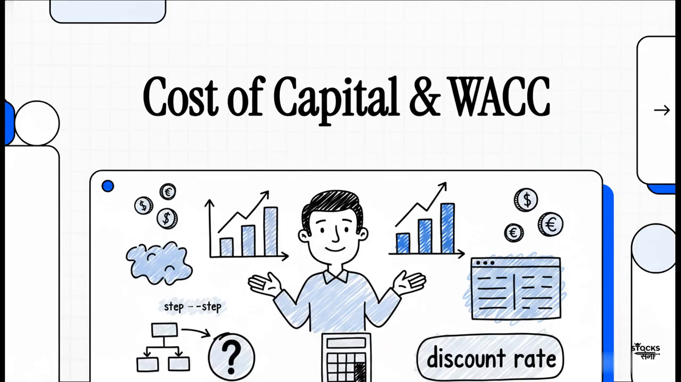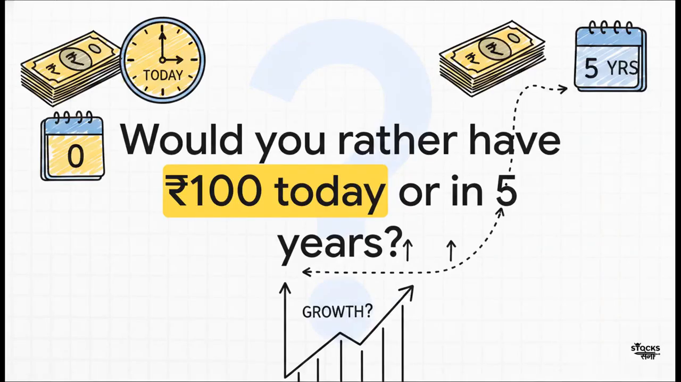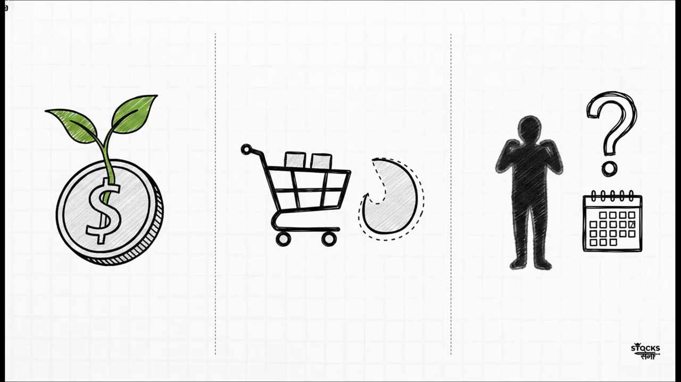Let's dive right in. So to really grasp why we even need a discount rate in the first place, you've got to answer a super simple, intuitive question about the time value of money. Would you rather have 100 rupees in your hand right now, today, or 100 rupees exactly 5 years from now? You picked today's money, right? Of course you did. Everyone does. And there are 3 very good reasons for that.